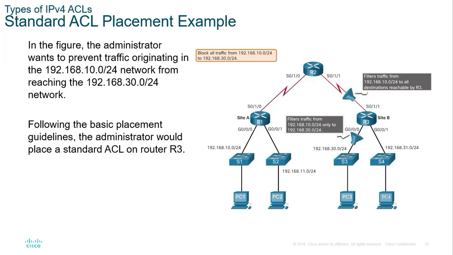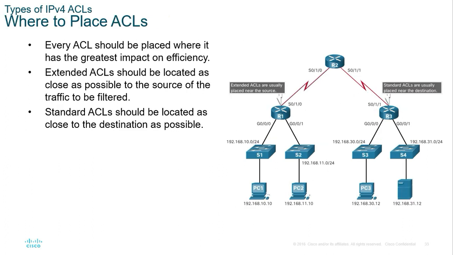Let's look at one example of a standard ACL. So in this topology, the administrator wants to prevent traffic originating in the 192.168.10.0/24 network, which is this network, from reaching the 192.168.30.0/24. So if we look at the guideline previously highlighted, this one, standard ACLs should be located as close to the destination as possible.